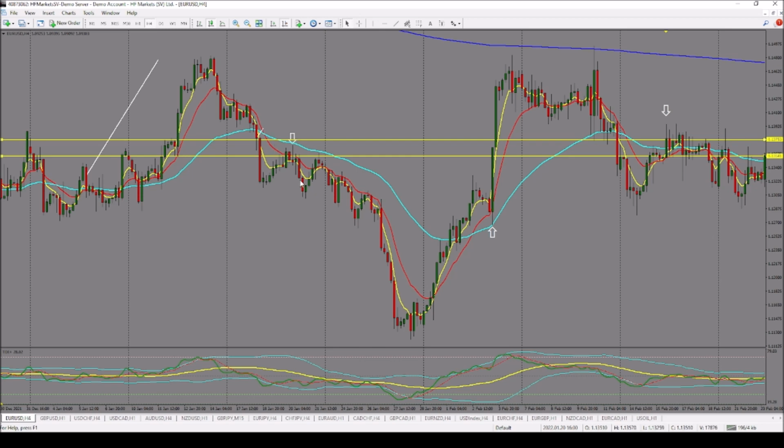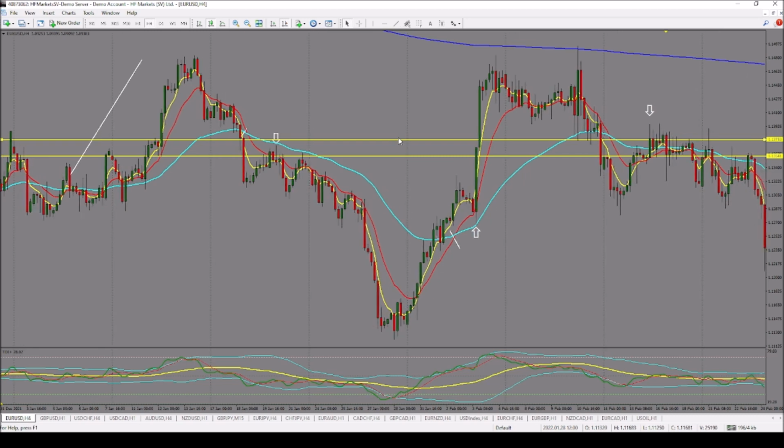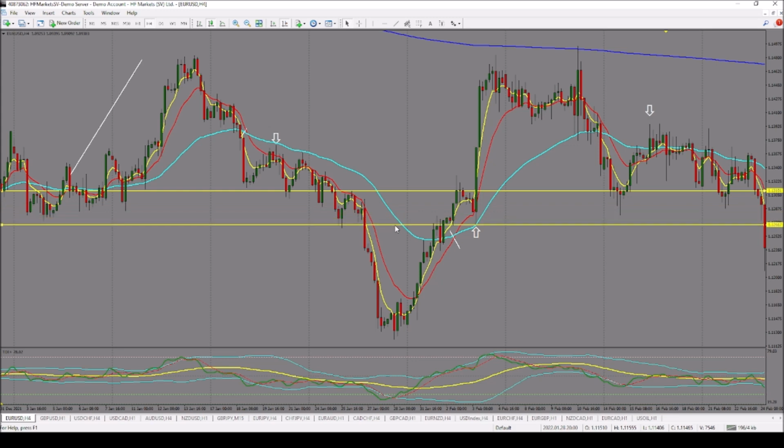Then after that, we can also see another crossover that has been issued at this point. After a crossover of 13/50, we mark the first one, the last lower high, the last lower low, and a neckline. In this case, we may take this as our neckline.